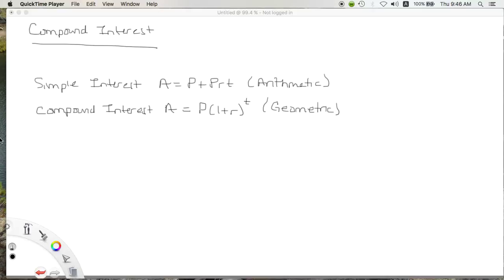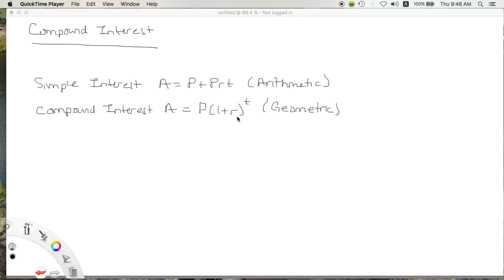Compound interest is an example of how you can use sequences in a real world setting. If you have simple interest, where you just have the principal plus the principal times the interest rate times the time, that's an arithmetic sequence.